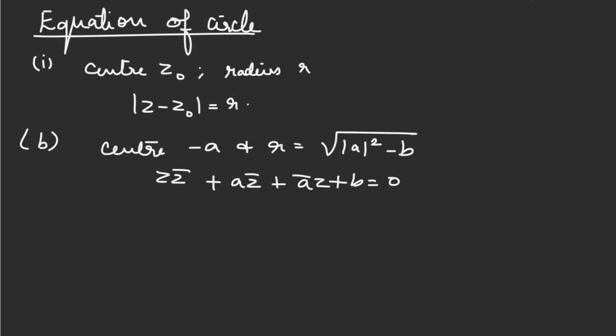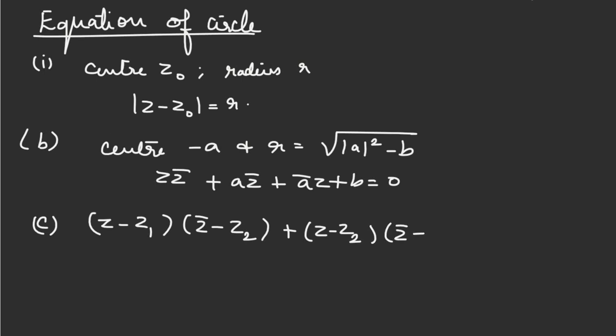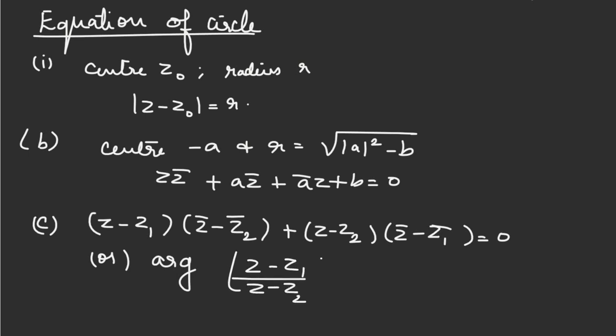is equal to 0. The diameter form of the circle: if z1, z2 are the endpoints of the diameter, then (z minus z1) into (z bar minus z2 bar) plus (z minus z2) into (z bar minus z1 bar) is equal to 0. Or the equation can be given as argument of (z minus z1) divided by (z minus z2) is equal to plus or minus pi by 2.